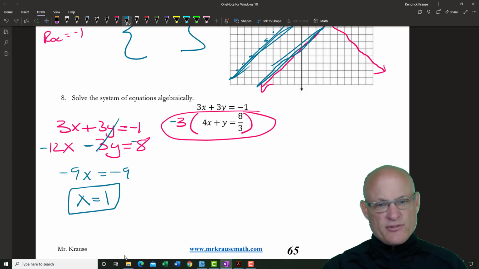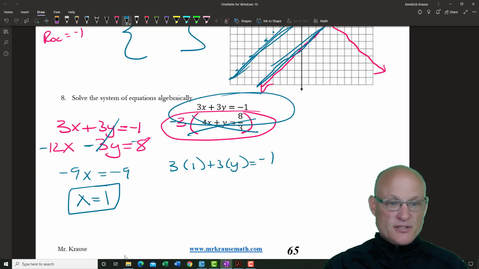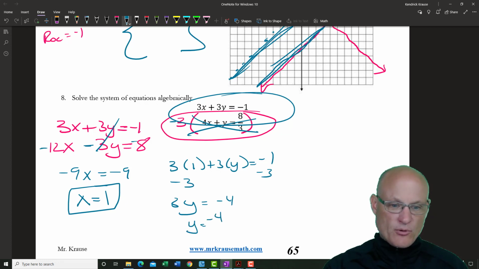All right, we're almost done. Do not put it back in this equation. We're going to deal with this one. So 3 times 1 plus 3 times y equals -1. This is 3, so we'll subtract 3. So I get 3y equals -4. And then we divide by 3. And we get y equals -4 thirds. So this answer is 1, -4 thirds.